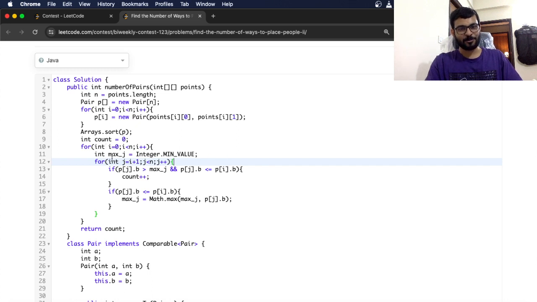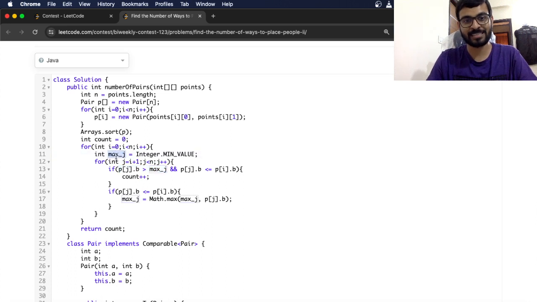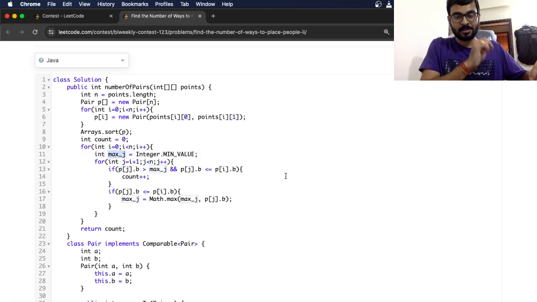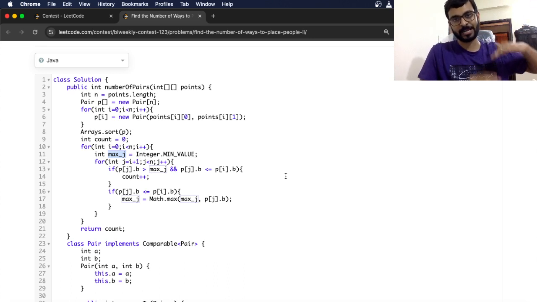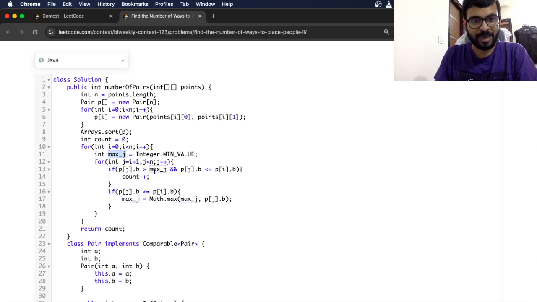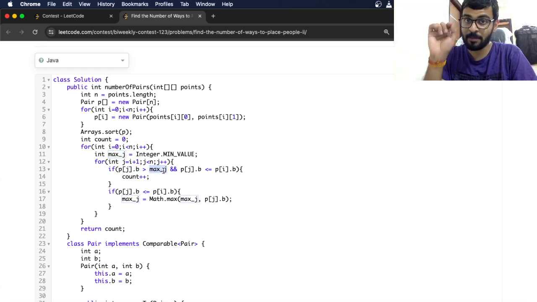For every i, I'm going through all the j's from i plus 1 to n. Then I'm saying, hey, can I form a rectangle with you? That is my first question. So max j is that thing which is storing the maximum j value of the elements lying in between, such that j is below that top line. So that is my max j. So I'm checking, hey, are you above that max j? That is important. If you're above that max j, then I'll consider.